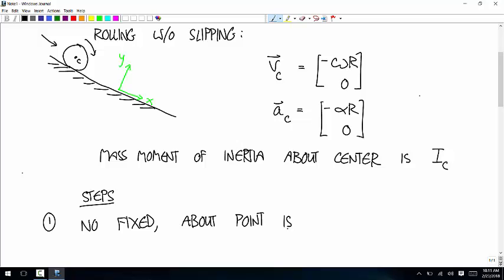Anytime something's rolling without slipping, the velocity has to be zero at the point that's in contact with the surface. And the part of the acceleration that's parallel to the surface has to be zero. It's kind of not tangential acceleration because it's a relative motion problem. That is the term where it comes from. So it's not exactly like in circular motion because the center is translating.